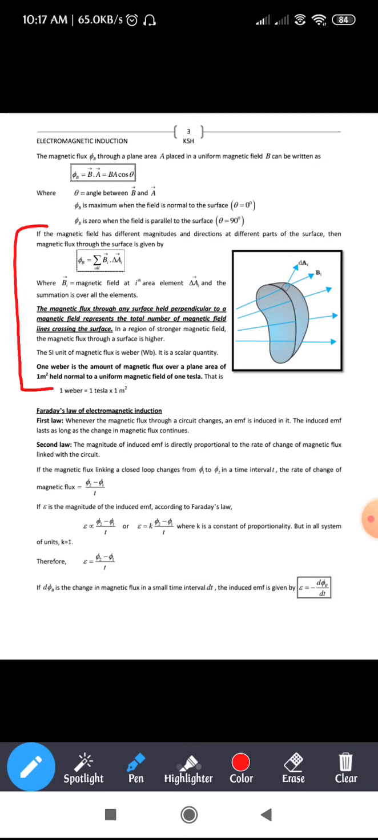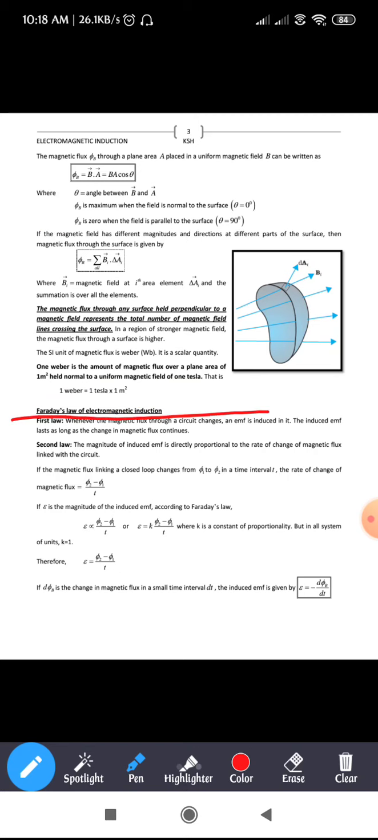Next it is regarding 1 Weber. 1 Weber is nothing but equal to 1 Tesla into 1 meter square. It helps when you are solving numericals, and also when you take competitive exams like CET, NEET. The SI unit: 1 Weber is equal to 1 Tesla into 1 meter square.